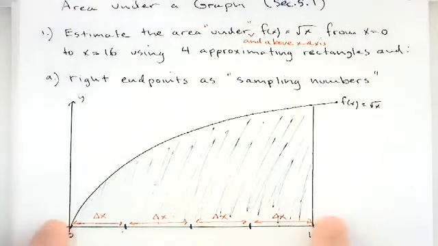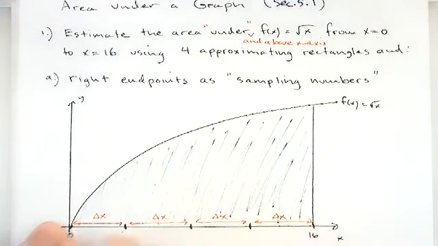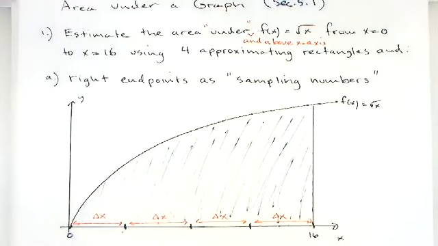If I take this total length, which is 16, and cut it into 4 pieces, what's the width? What is delta x going to be equal to? Just type it in the chat. How far is it between each of those hash marks? Yeah, exactly. It's going to be 4, right? You're just dividing 16 by 4.